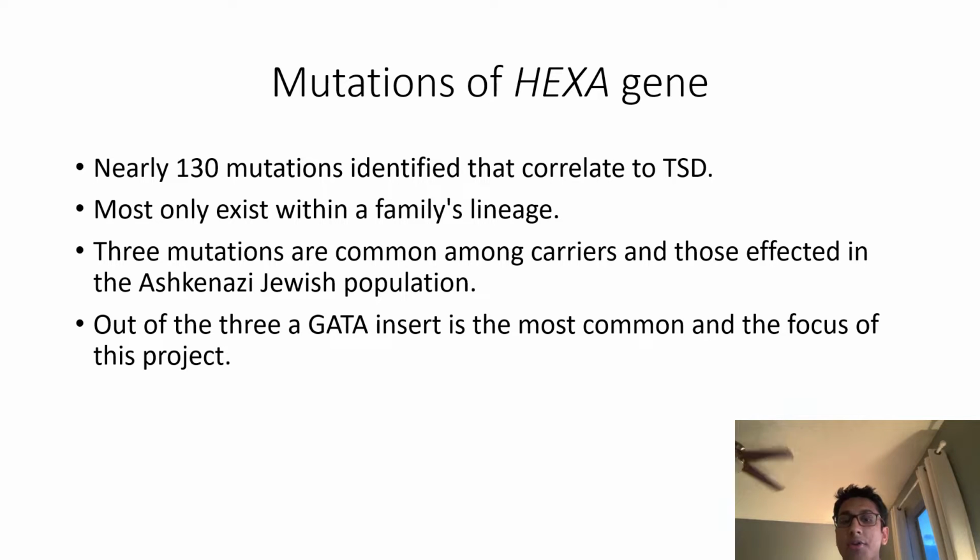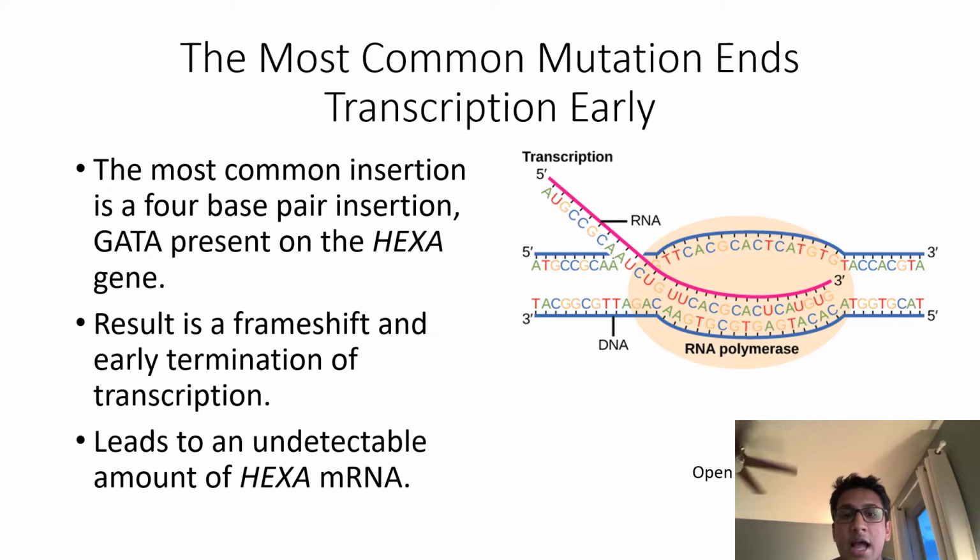So there are nearly 130 mutations identified that correlate to Tay-Sachs disease. It's not sure whether they are a direct cause. However, they only exist within a specific family's lineage, which is how I made that connection to the mutation I'm going to talk about. So there are 3 mutations that are common among carriers within the Ashkenazi Jewish population, and out of the 3, a GATA insert in the hexA gene on chromosome 15 is the most common and the focus of this project.